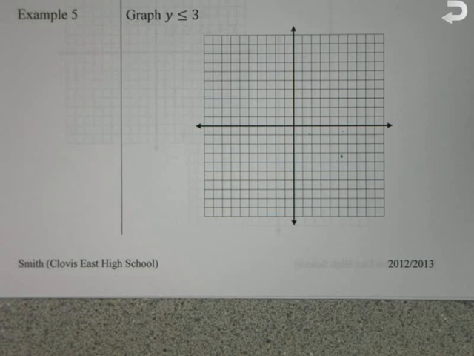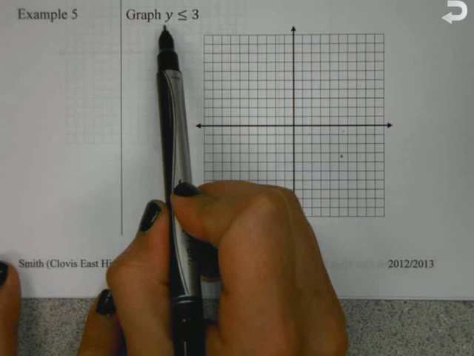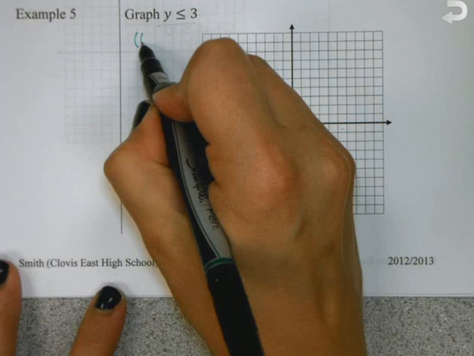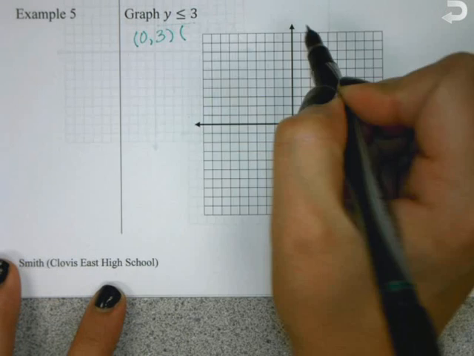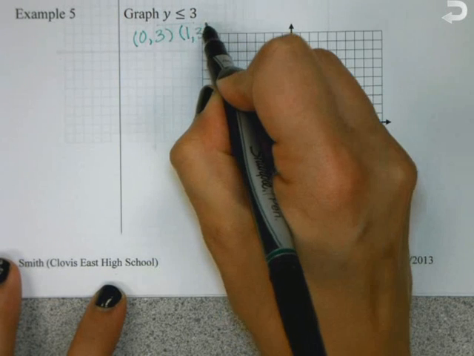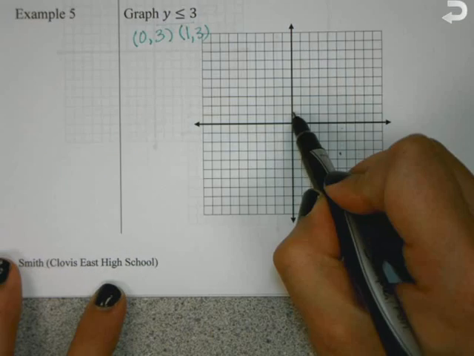Just want to check some points. It is horizontal because the y is always the same. We could do 0, 3 and we could do 1, 3. y always stays the same. So we would have 1, 2, 3 and 1, 3. So that actually is a horizontal line.